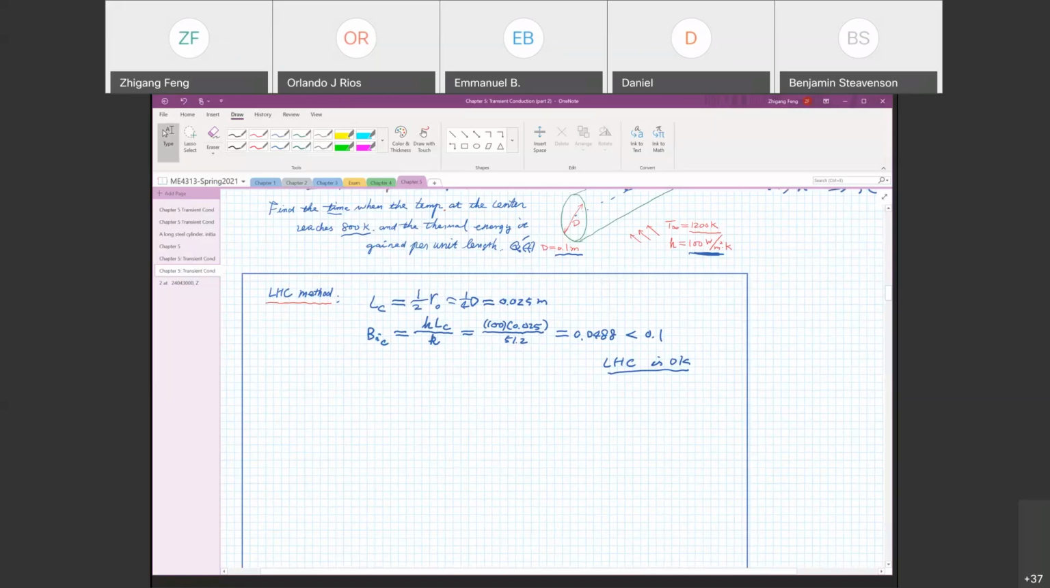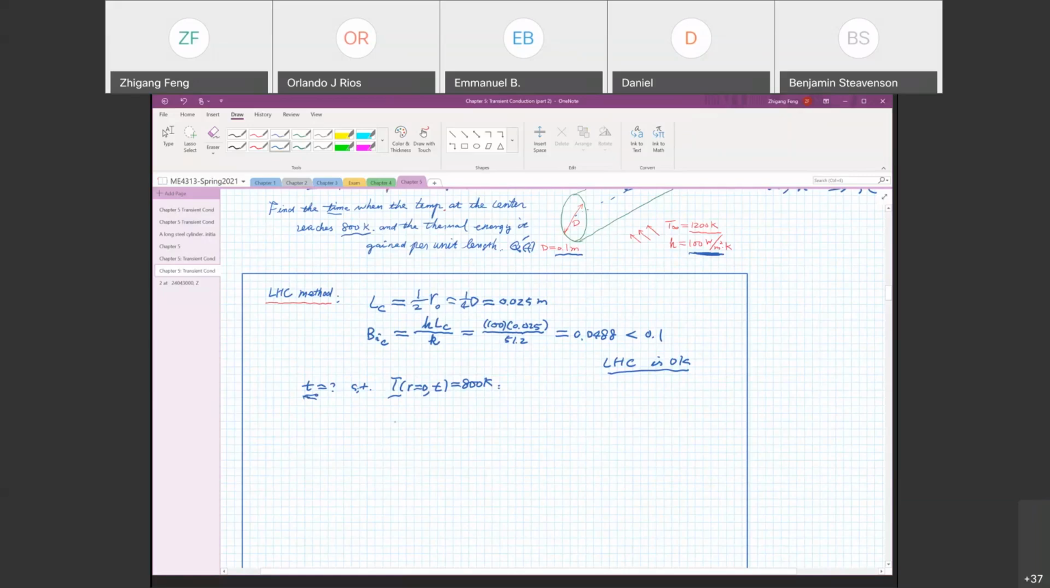And the first question is to find the time t such that the temperature at the center, so r equal to 0, at this time t will be equal to 800 Kelvin. So that's the first question. So what is this time t? So we only have one equation relating the temperature T with the time, the lowercase t.